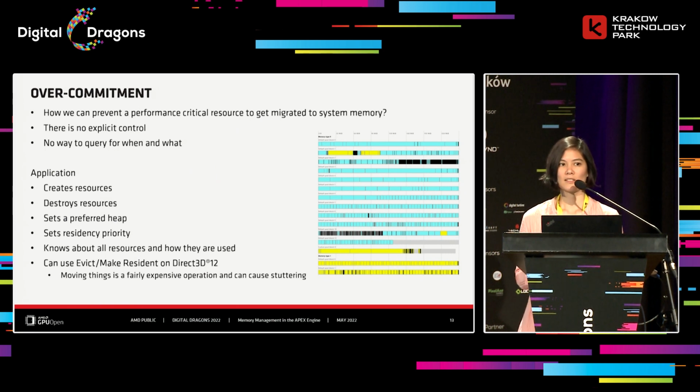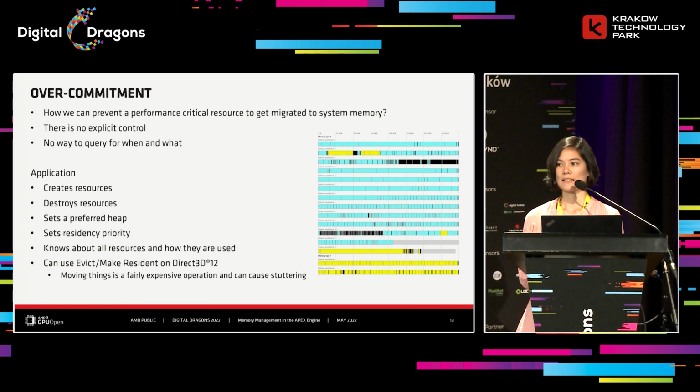So basically the question is, how can we prevent a critical resource from getting migrated? Because you will never be able to prevent migrations in total, because as an application programmer, you don't have explicit control over it. And sadly, you also have no way to query for when a migration happens and what got migrated. So that's completely transparent to you.